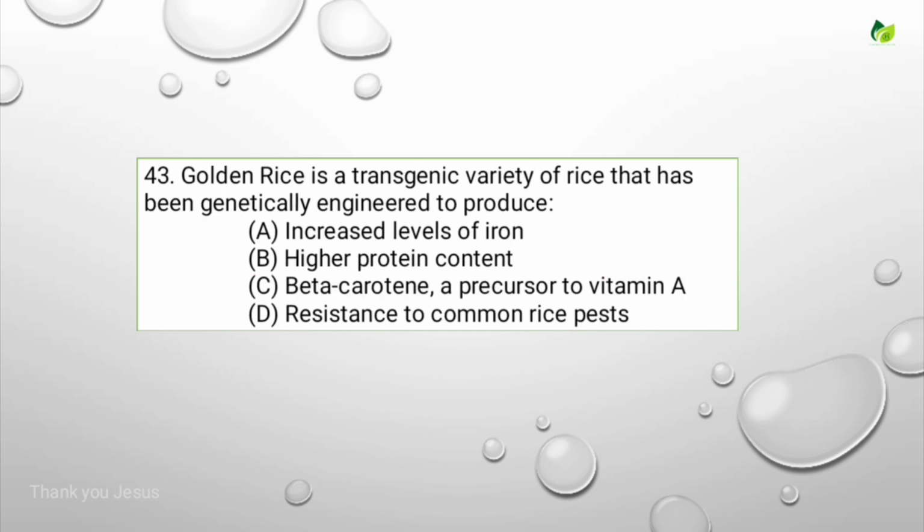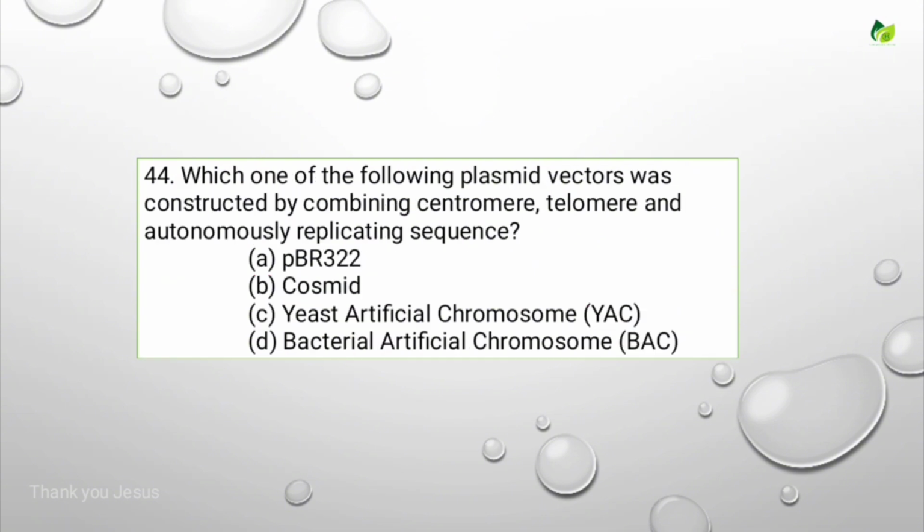Golden rice is a transgenic variety of rice that has been genetically engineered to produce. Options are increased levels of iron, higher protein content, beta carotene, a precursor of vitamin A, resistance to common rice pests. Yes, so golden rice is produced that consists of beta carotene, which is a precursor for vitamin A. Let's see the next question.